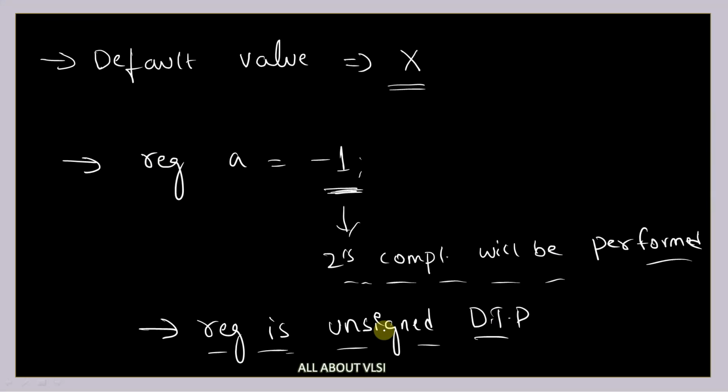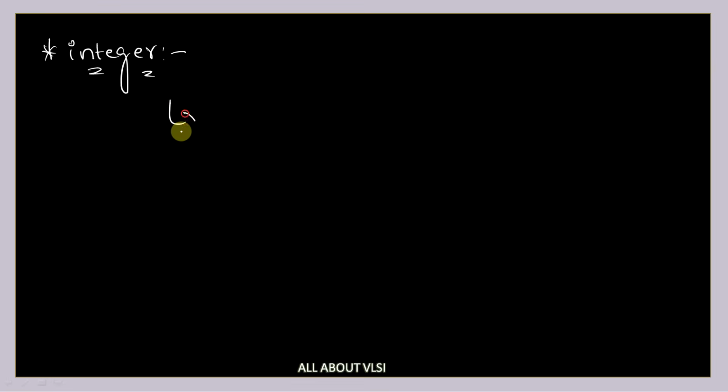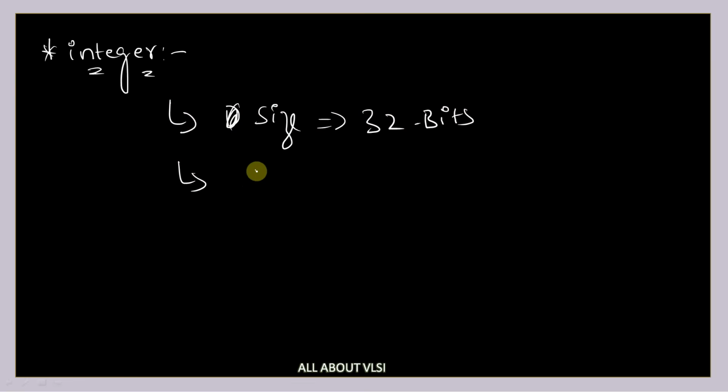Great. Now, let us see one more data type, which is our integer. Coming to this integer, these integers are of 32-bit size. The default size of this data type is 32 bits, and the default value is unknown. And it is a signed data type.